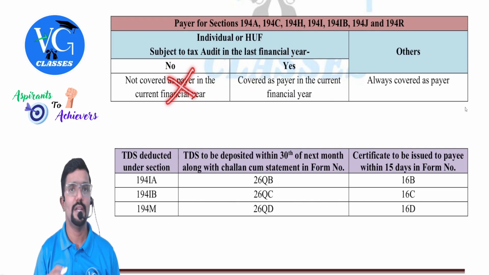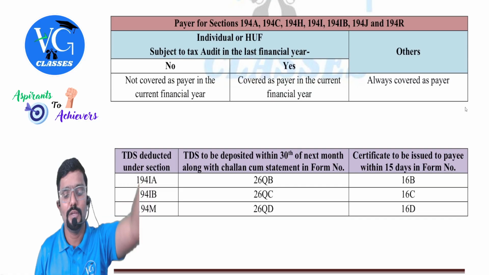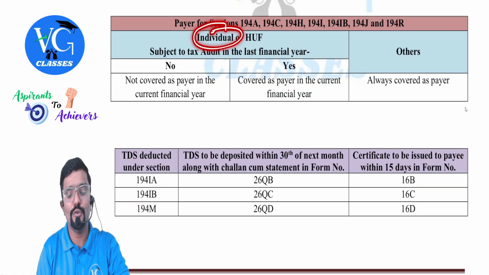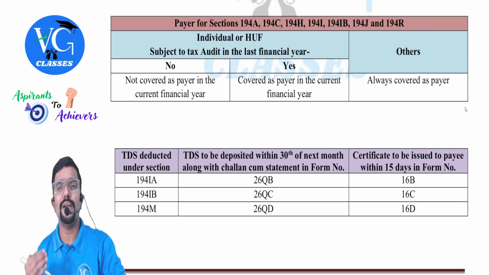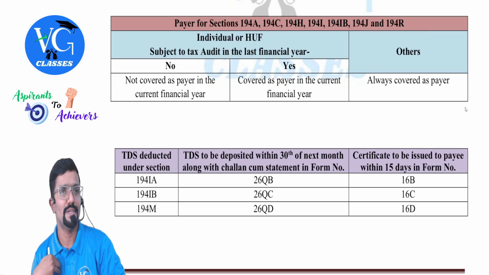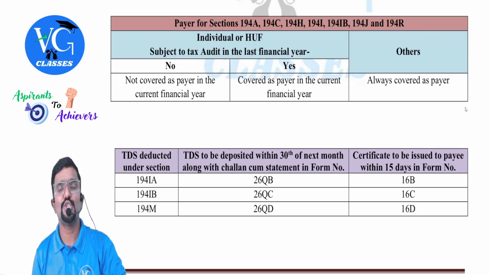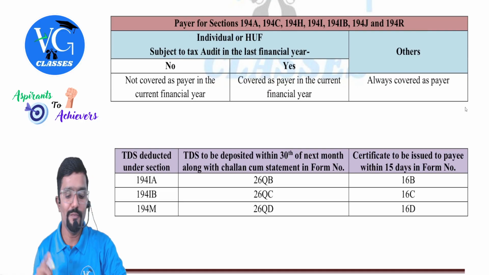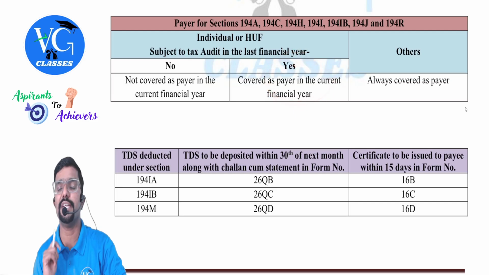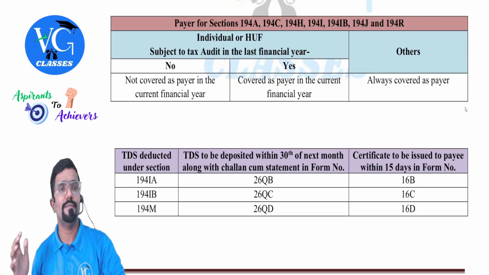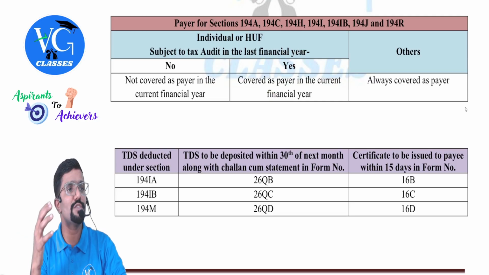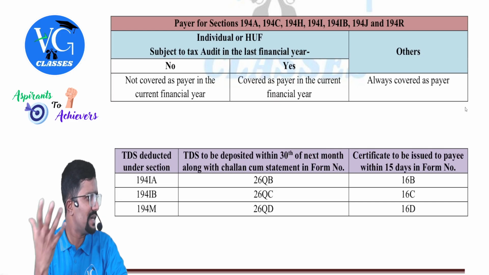Not covered. Now assume I am an individual. I am an individual for whom tax audit was applicable last year. Am I covered as payer? Yes. But I have taken some contract for my personal purpose. I am making the payment. Should I deduct TDS? No. Even though I am covered here, they are telling don't deduct TDS. Why, sir? Simple.